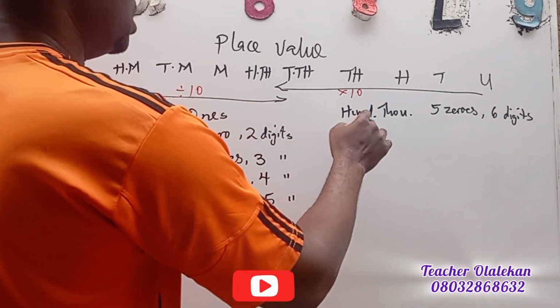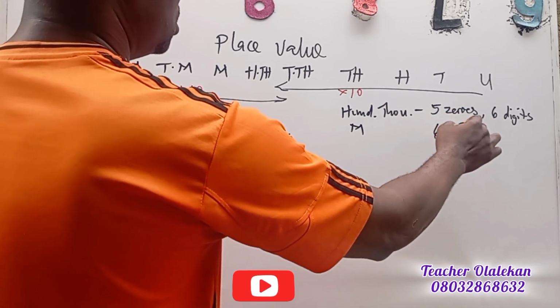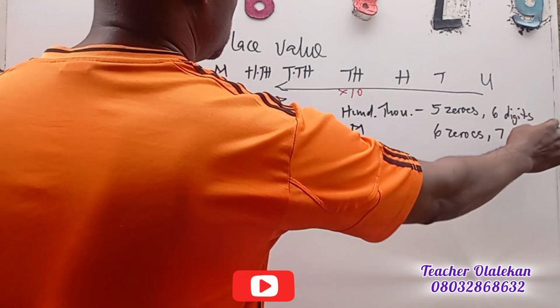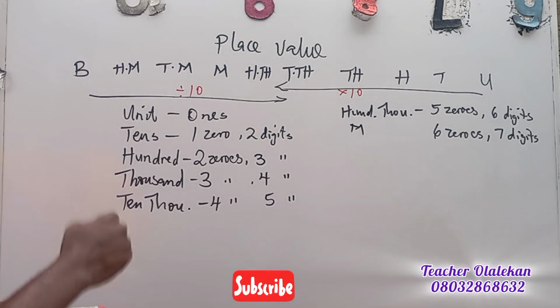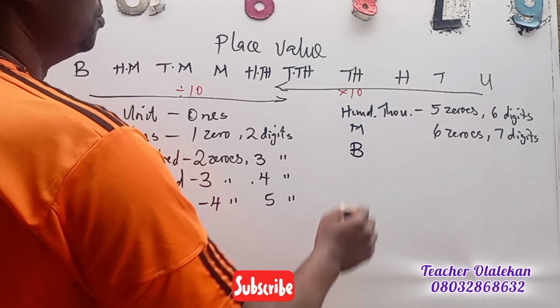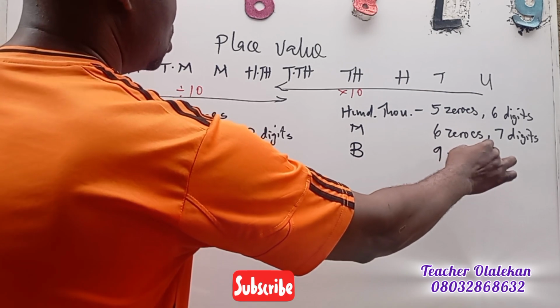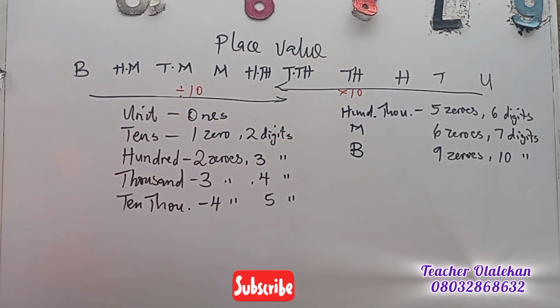Why the million has 6 zeros and 7 digits. So it continues to million, billions, and the like. So let's fast forward to billion. A figure in billion is expected to have 9 zeros, okay, and of course 10 digits.